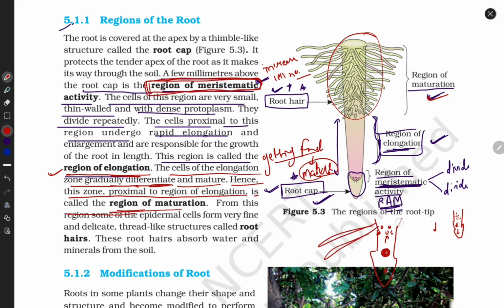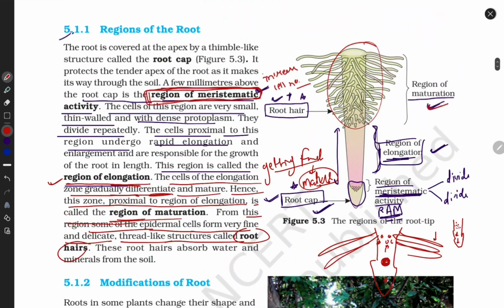And root hairs are present in the zone of maturation. In this region, some epidermal cells form very fine and delicate thread-like structures. They contain what? Root hairs. Okay, you have to write this function one by one. You have to explain the region of meristematic, the region of elongation, and the region of maturation.